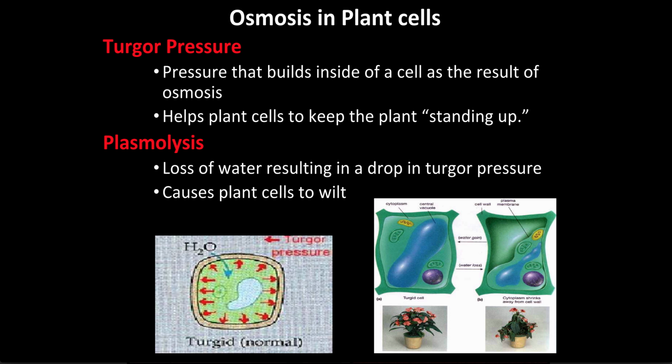Plasmolysis is the idea that water can result in a drop of turgor pressure when it starts to go away, and the plant will eventually end up wilting, and that's kind of this plasmolysis process, is the wilting of the cell.